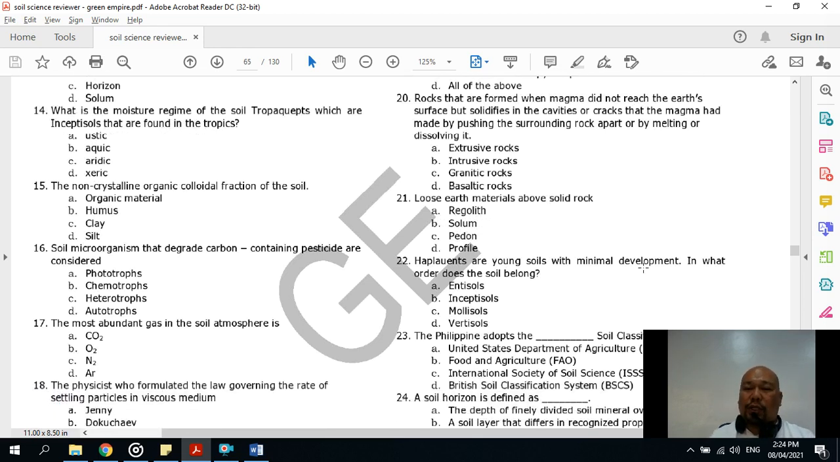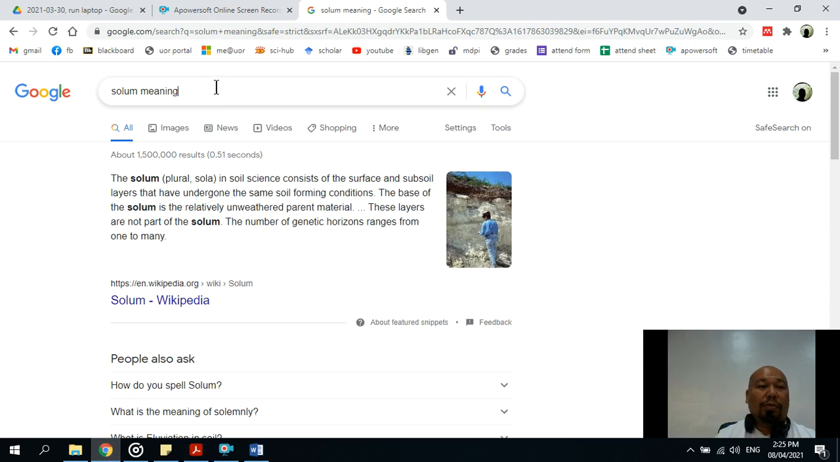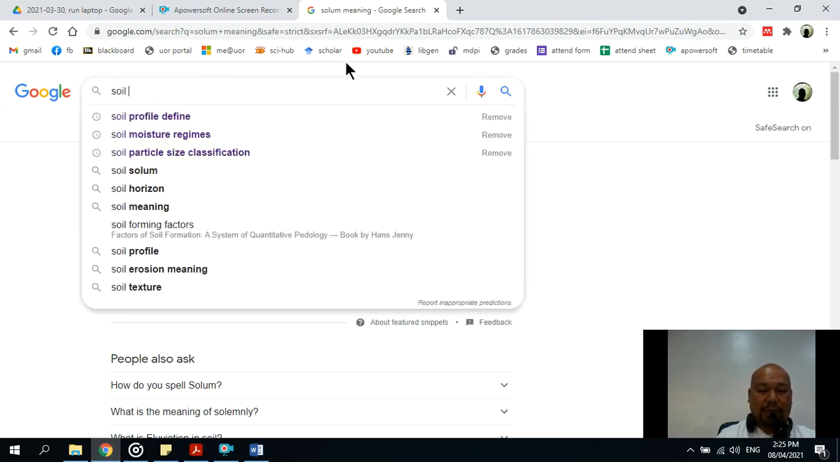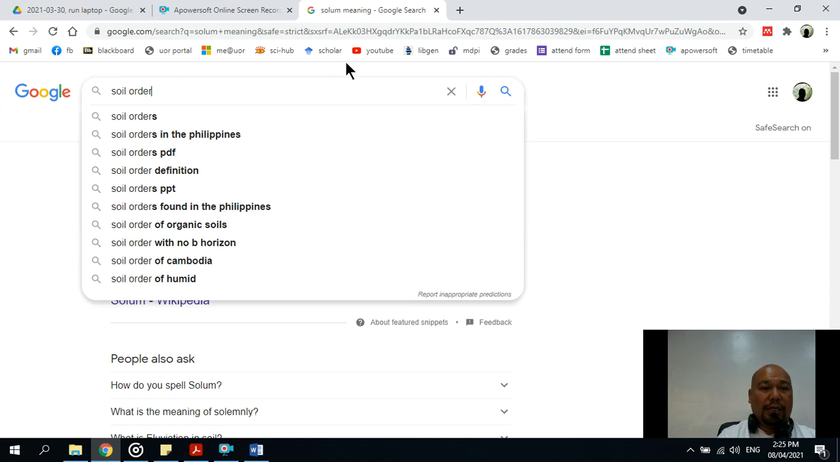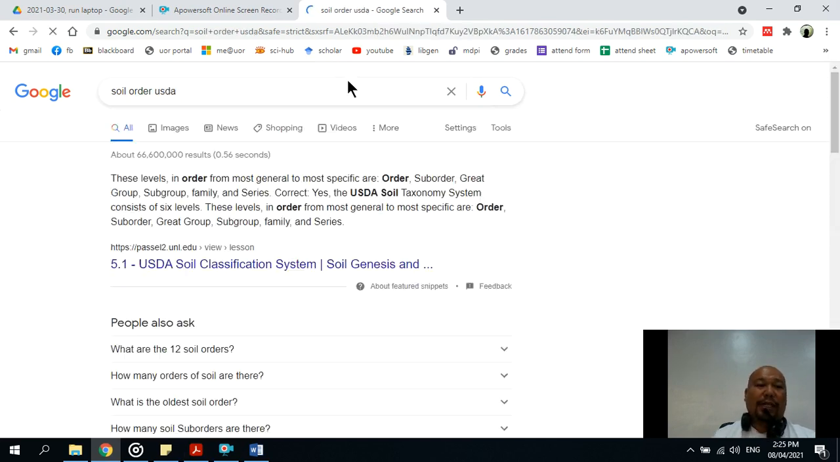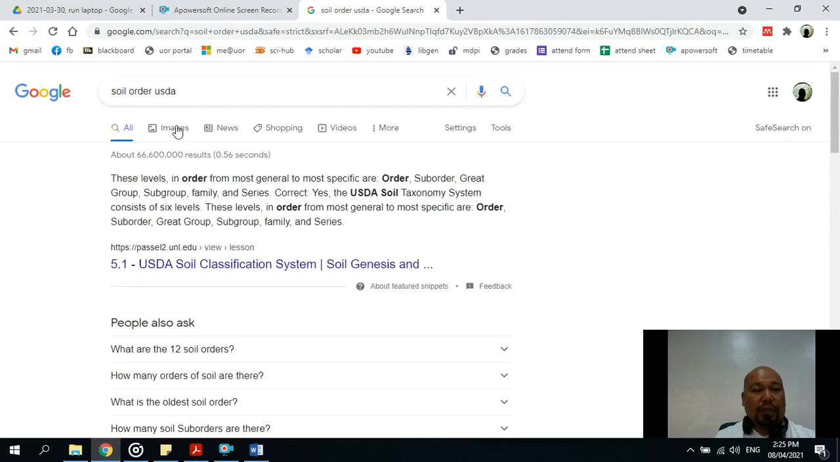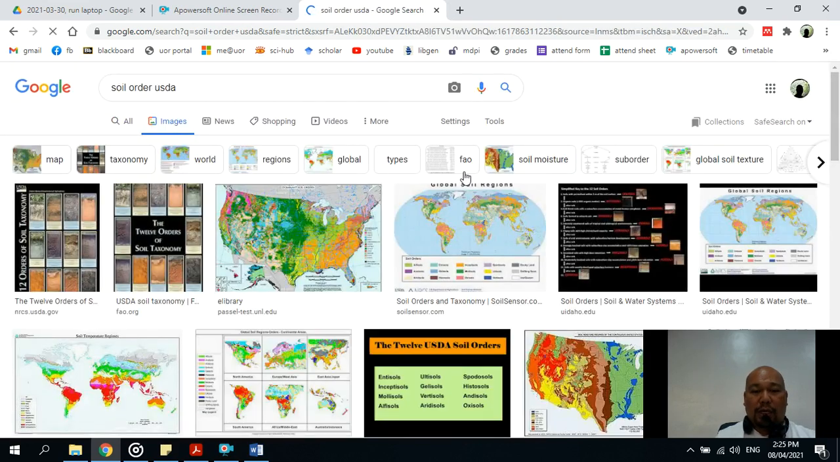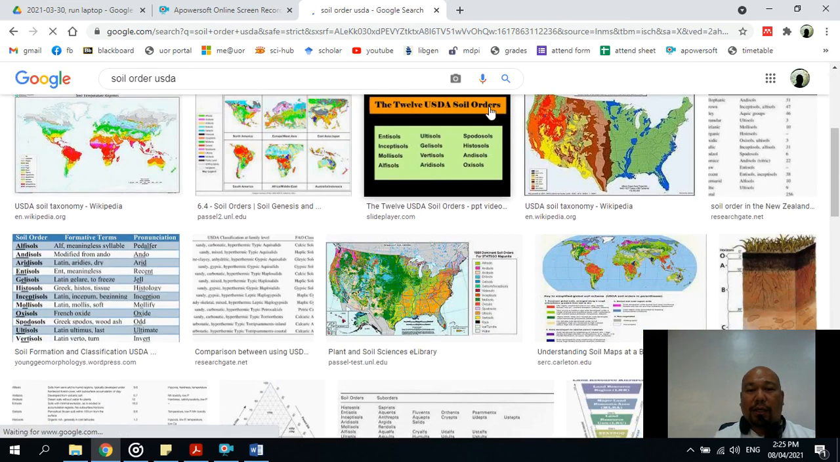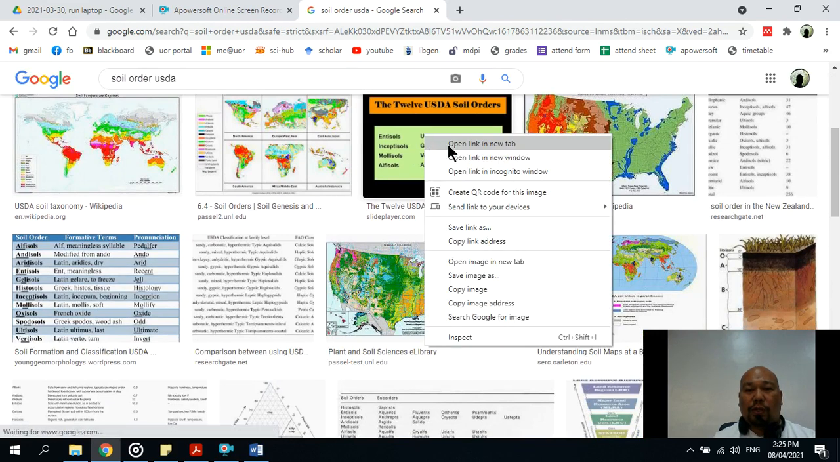Hapluents are young soils with minimal development. In what order does the soil belong? Hapluents, na napod ang ents. Okay? So, soil orders. Let me look up soil orders. This will be covered in detail ni Miss Alesna Pohon. Summoning US soil orders. I think it's better to see this one. Nailistahan. Okay. 12 USDA soil orders.